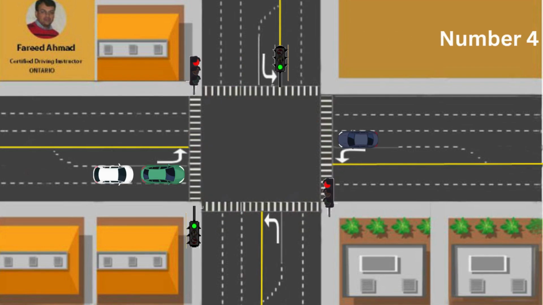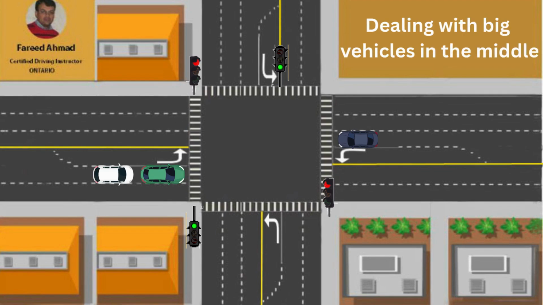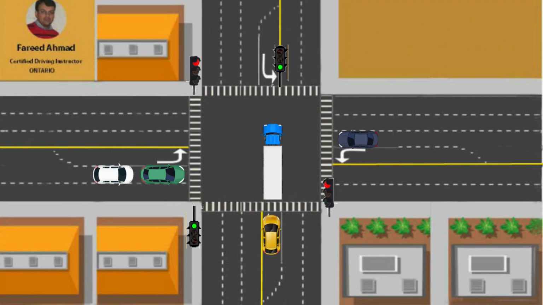Situation number four, dealing with big vehicles in the middle. You are approaching the intersection in the left lane to take a left turn on a green signal. However, you see a big vehicle like a tractor trailer, bus or any heavy equipment waiting in the middle of the intersection to take a left turn. You stay behind the line.